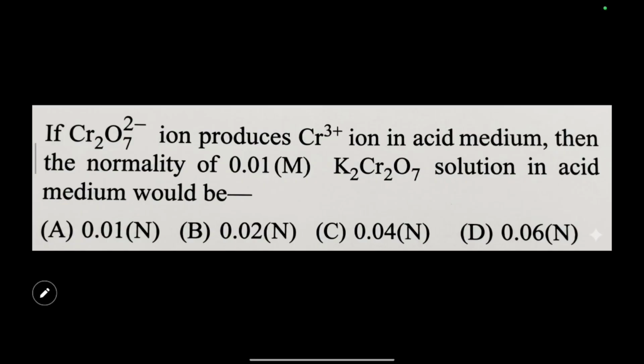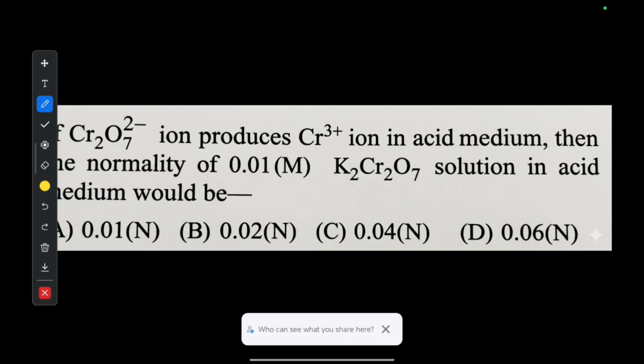Okay, so your next question is this. If dichromate ion produces chromium plus 3 ion in acidic medium, then the normality of 0.01 molar potassium dichromate solution in acidic medium would be. That means the molarity is given to you. You need to find out the normality from this. It is just a one-line question.